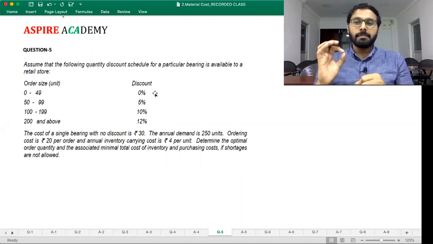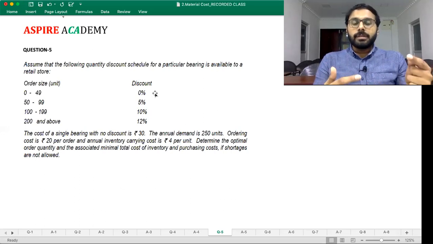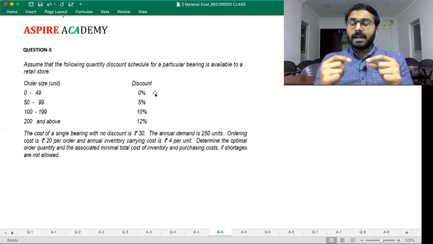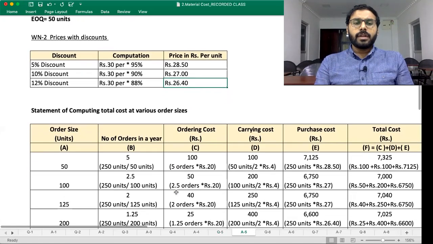I'm going to take my minimal order size as 50, and the next slab rate is going to be 100, and the next slab rate is going to be 200, and the last slab rate is going to be 250. Why? Because under each and every slab there's going to be a change in the discount. So depending on that, I'm going to fix a slab. So that's what I have done here.